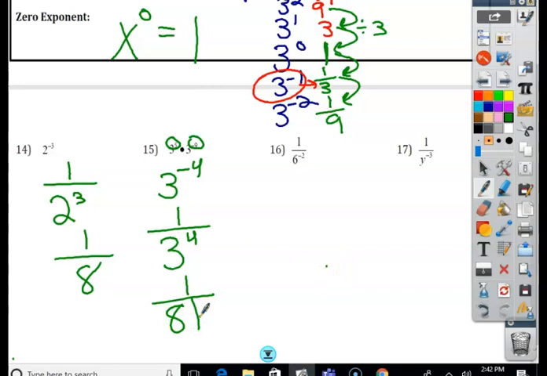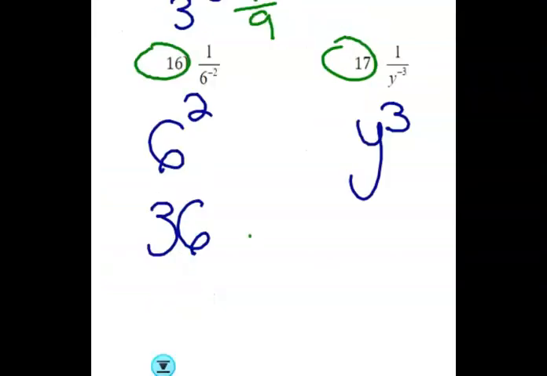Okay. And next, let's try 16 and 17 on your own. What would you do as the opposite? If they are in the denominator, how do I make them positive? So number 16 would become 36, and number 17 would become y to the 3rd. So they would be brought up to the numerator.